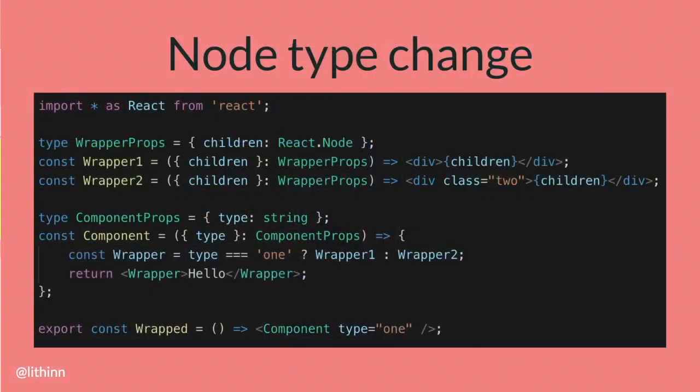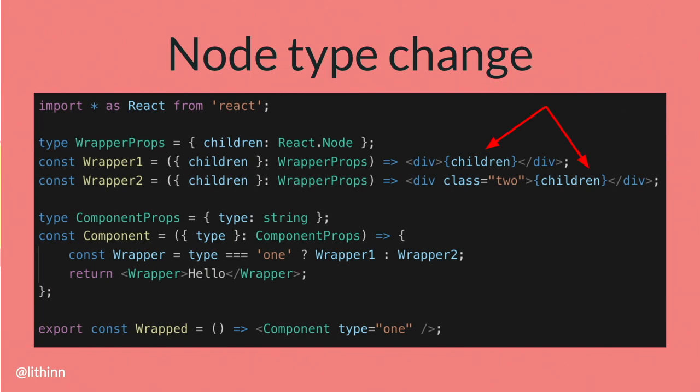So let me quickly illustrate what I meant by those things. Let's say we've got a wrapper 1 and wrapper 2 component, and based on type, we change them. If I change type down here from 1 to 2, or something else, it will discard all of its children and re-render the whole thing.